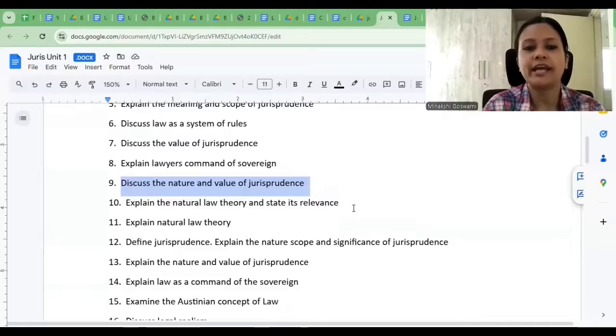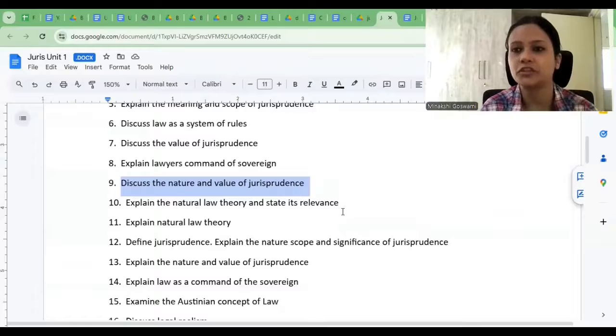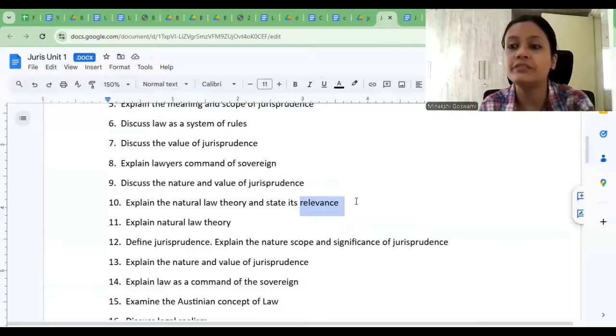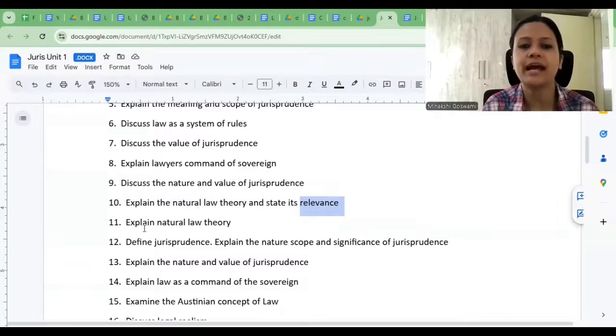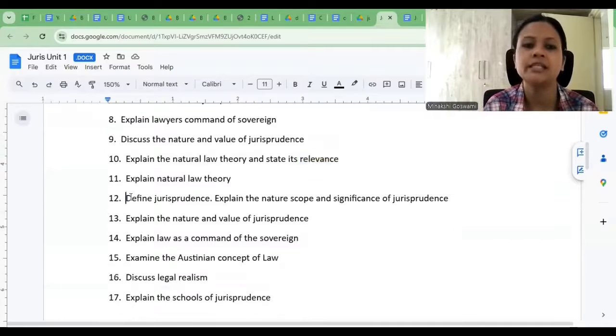Explain natural law theory and state its relevance. So one was normally just what is natural law theory, one was natural law theory along with the criticism. This one is along with its relevance in present day situation. Again, we have explained natural law theory, which is a very common question that we often see.